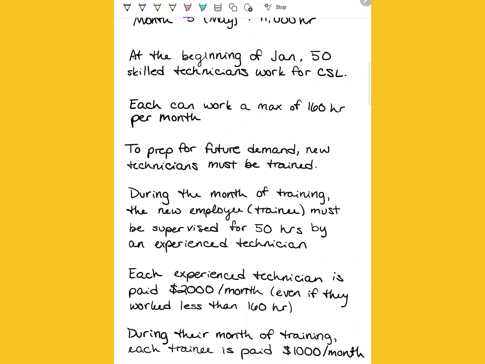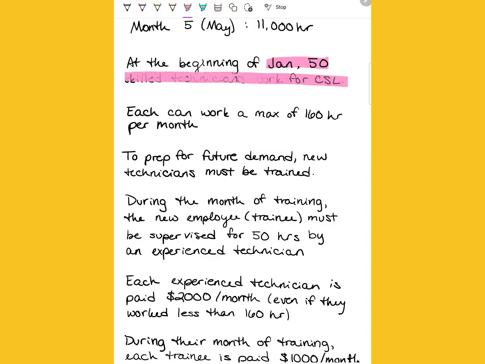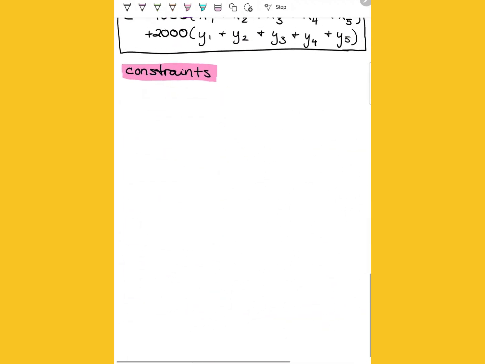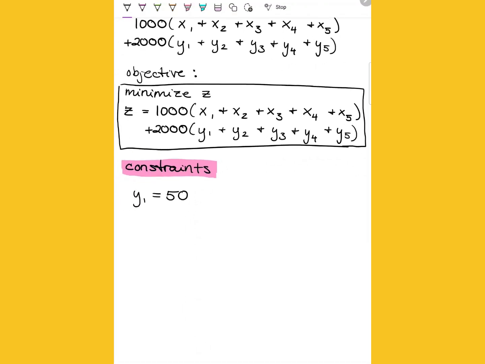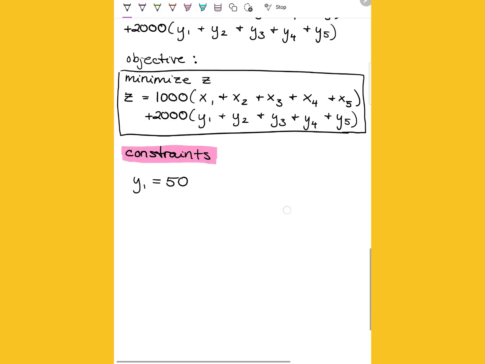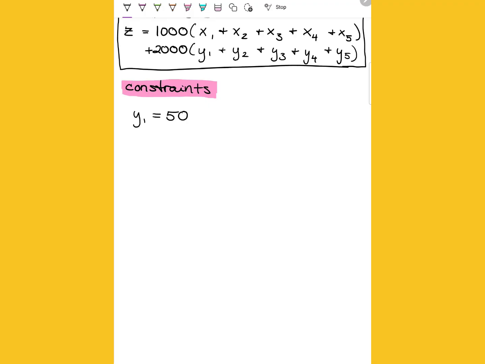We have an initial value of 50 skilled technicians working for CSL in January, so y1 equals 50, because the y's are the number of skilled technicians at the beginning of the month. At the beginning of January, we have 50 skilled workers. Then we know that the number of available technician hours during month i has to be greater than or equal to the number of technician hours required during month i. Available must be greater than or equal to required.